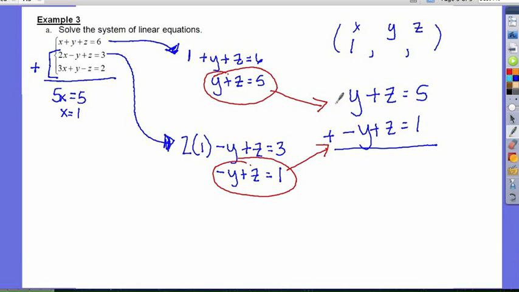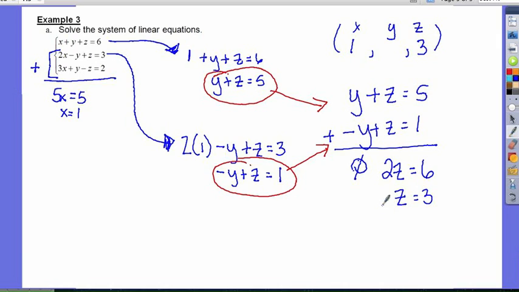But if you needed to, you would have to multiply one of these equations or both of them by something to have the y's and the z's cancel out. But my y's are going to cancel, so that's going to cancel out and be nothing. z plus z would be 2z. 5 plus 1 is 6, so z would equal 3. So z is 3.